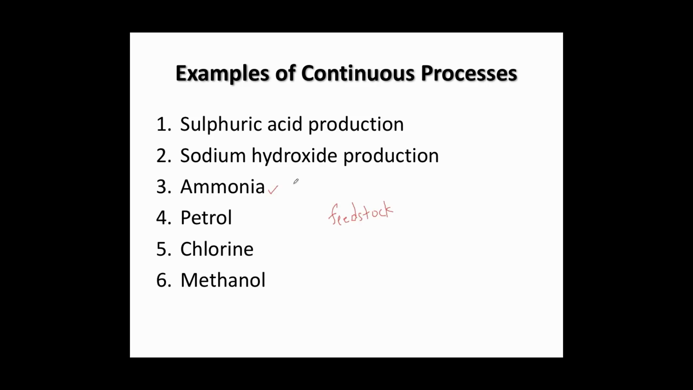Ammonia is a very important feedstock for the production of fertilizers, which we looked at as an example of a batch process. Ammonia itself is produced in a continuous process, and you're familiar with this. You learned this in high school as the Haber process. So the Haber process produces ammonia in a continuous manner. As you can see, the hydrogen and the nitrogen gas is continuously fed into the converter, which then converts it into ammonia. It's a continuous process.